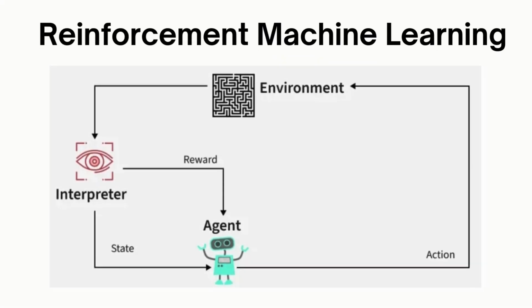Reinforcement machine learning. The image below explains the concept of reinforcement learning. Here, a robot called agent interacts with an environment like a maze. The agent performs an action such as moving in a direction. Based on this action, the environment changes and sends back a new state and a reward, positive or negative, through the interpreter. The agent learns by trial and error, doing actions, receiving rewards, and adjusting its strategy to maximize the reward over time. This loop continues until the agent learns the best way to act, like solving the maze efficiently.